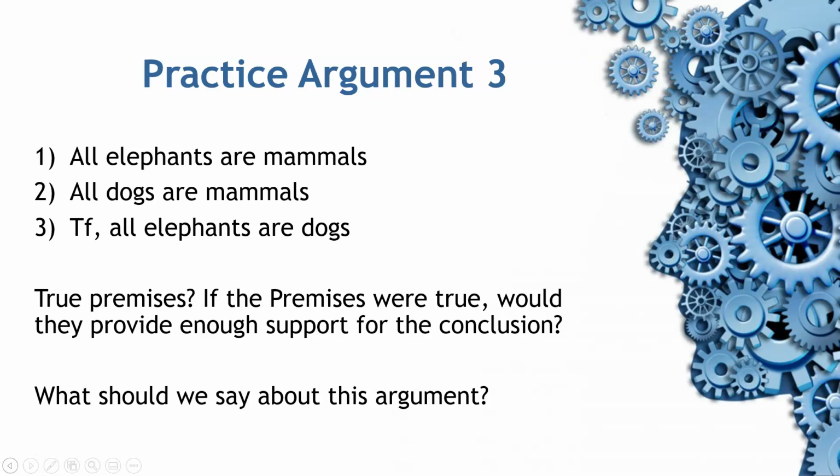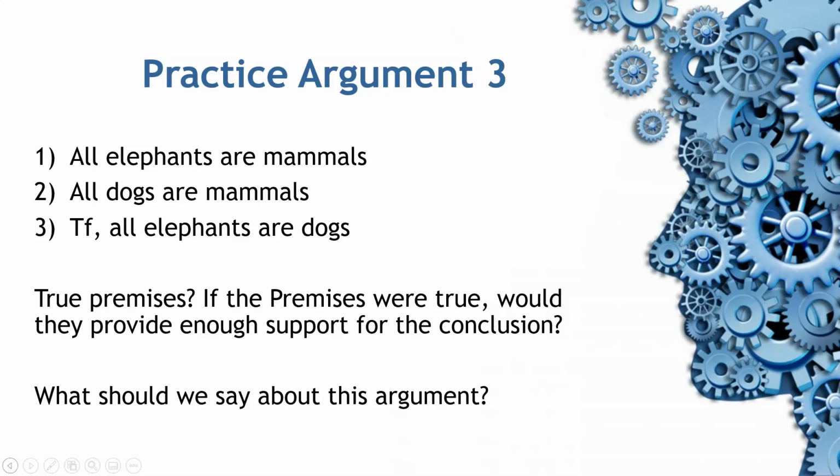Let's substitute variables here. Just because all A's are C's and all B's are C's does not make all A's B's. Now, if this argument was different, it might work. So if this instead said all elephants are mammals, all mammals are animals, therefore all elephants are animals, then we would have a good argument. Then that would be all A's are B's, all B's are C's, therefore all A's are C's.